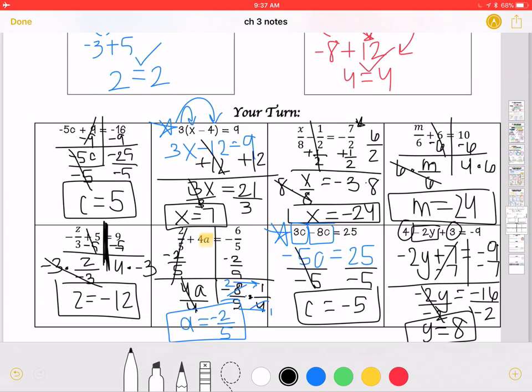All right, that is all of the your turn. That was 8 equations, 2-step equations that we did together. Hopefully you feel a little bit better, a little more confident in order to do some practice on your own.